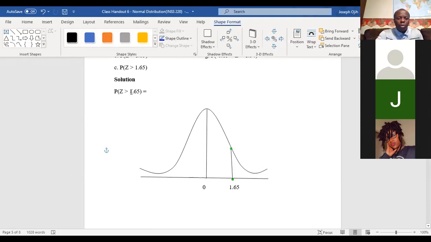But we're not looking for the probability of 1.65. We're looking for the probability that Z is greater than 1.65. That means everything to the right of it. So that means we're going to shade it. It'll look like this. Like this. Goes this way.